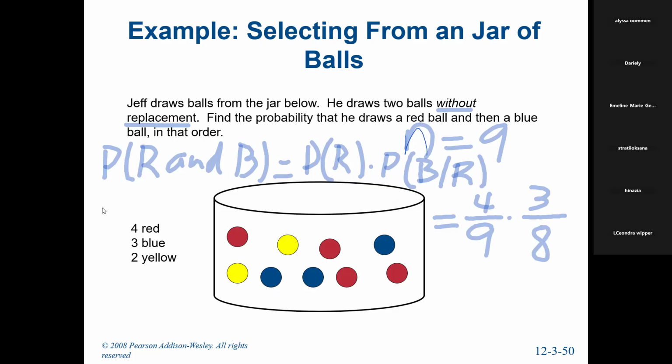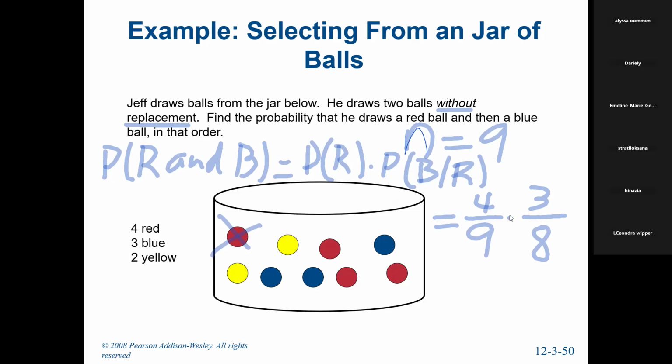Because suppose it shows this red ball here. That's the first ball. So how many do we have left? We have 8. So it should be 3 over 8 because you don't put the ball back. Is this clear? We have 4 red over the total balls, 9 balls in total.